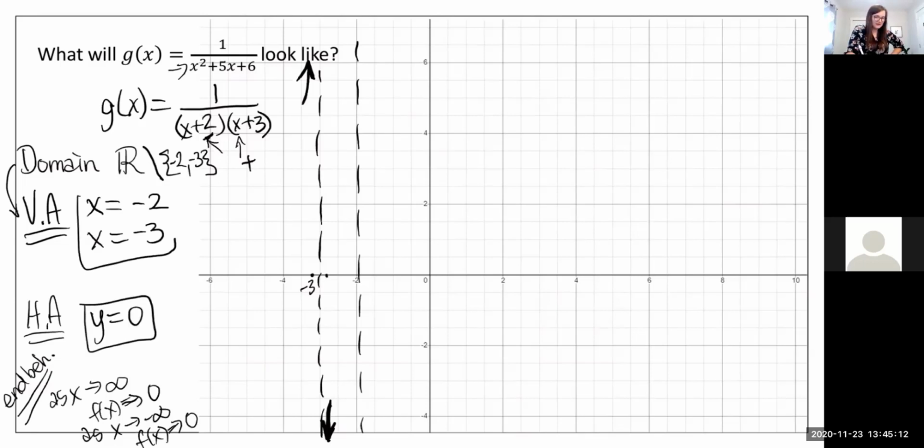Once you see the summary, you'll notice that as soon as you see that the denominator has a higher degree than the numerator, you know you're going to have a horizontal asymptote of y equals 0 just because of that fact.